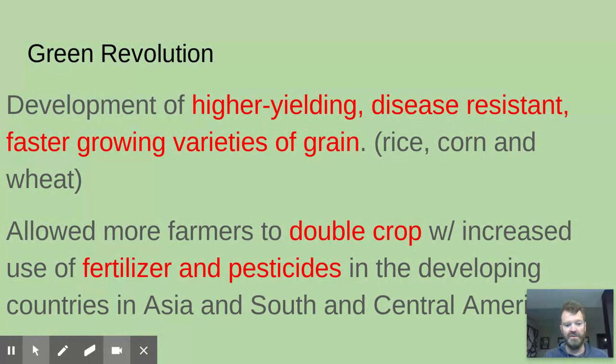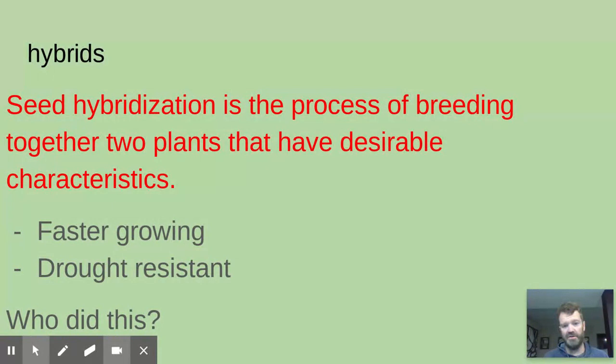Okay, hybrids. So this is seed hybridization. This is what I've been explaining. It's the process of breeding together two plants that have desirable characteristics. And this has been going on for a long time. This was going on way before the Green Revolution. People in Mexico were brilliant thousands of years ago, and figured this out, that they could make like red tortillas and green tortillas, like they could mix all these together. They just didn't know the science that you could fend off drought with one of these.